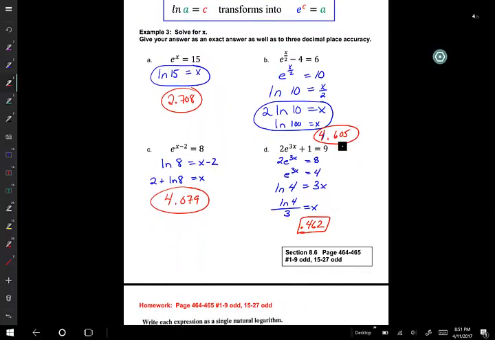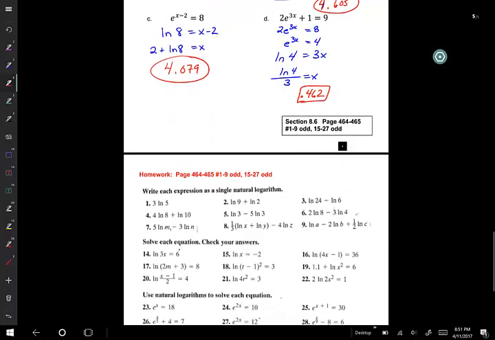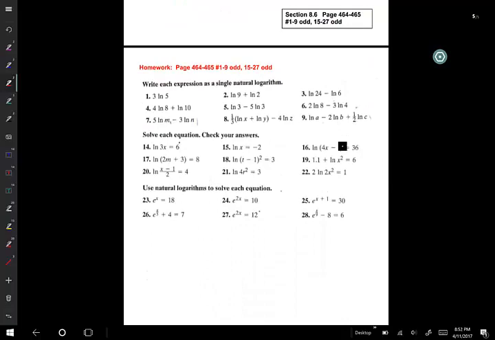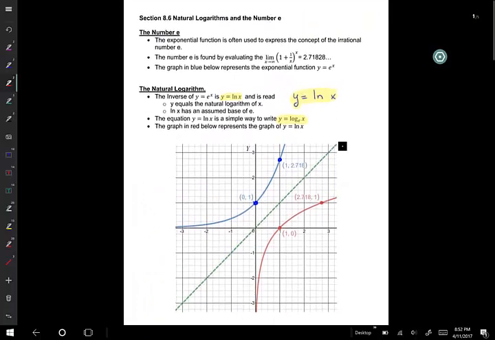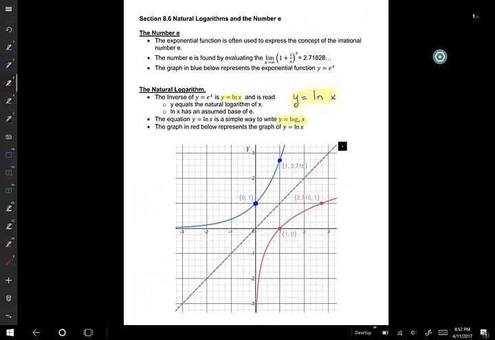Our homework here is just going to be 1 through 9 odd and 15 through 27, which I've put down here on this final page. So we're going to use the rest of the time to work on this material. I hope you've enjoyed this and it makes quite a bit of sense for you.